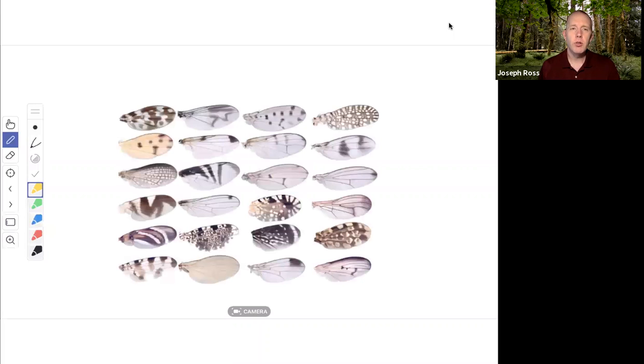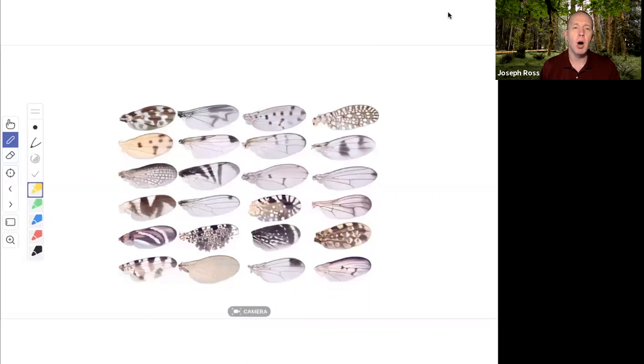Let's look at the evolutionary developmental biology that underlies pigmentation. In this particular case, let's look specifically at pigmentation of fly wings. From this image, I think you can already tell that there's a lot of evolution of pigment patterns, both colors and where pigment is deposited in fruit fly and other fly wings.